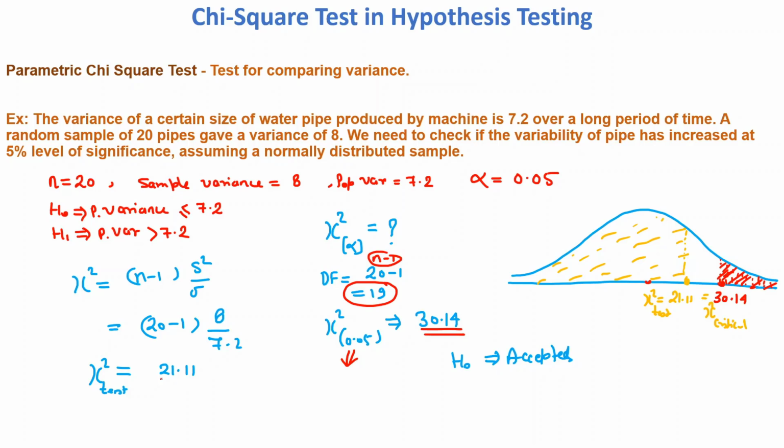And what is the test value of chi-square? It is 21.11. It means our test value of chi-square is coming under the acceptance zone. So we will accept the null hypothesis. It means we can say that there is no variability. Whatever pipe variance we have been getting over a long period of time, we are still getting the same variance. There is no change in variability. This way we can test variances by using chi-square.